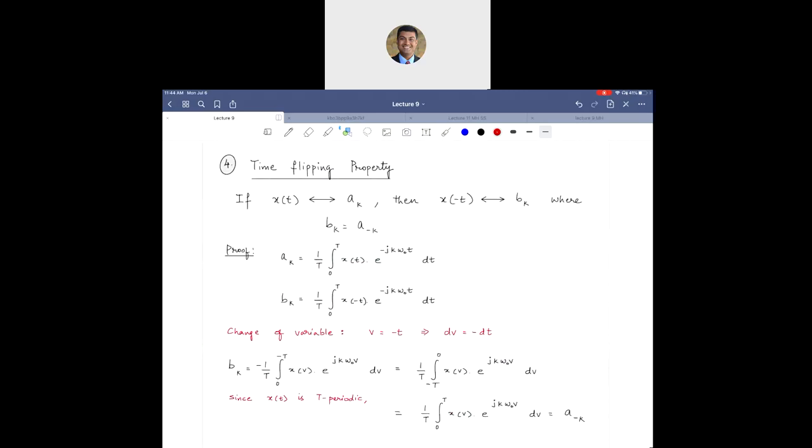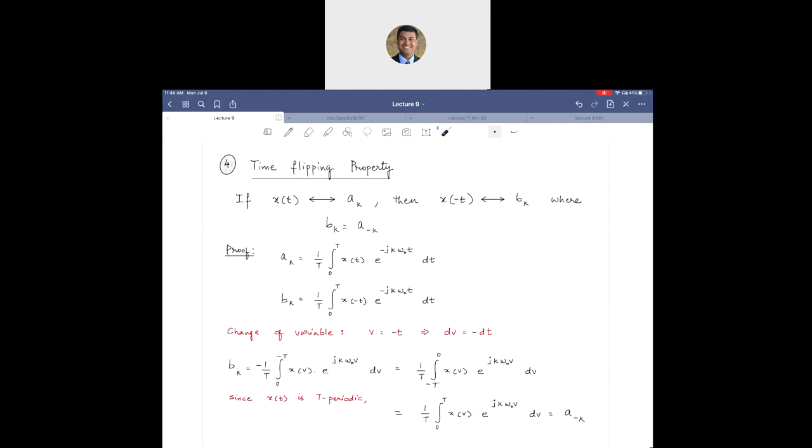The next property that we are going to look at is the time flipping property. So what happens to the signal if you flip it about the vertical axis? X of t, the Fourier series coefficients of which are a sub k. The flipped version of x of t, which is x of minus t, the Fourier series coefficients of that are, say, b sub k. Then b sub k are going to equal a sub minus k. So the Fourier series coefficients will also get flipped about the vertical axis. So let's try to prove this.